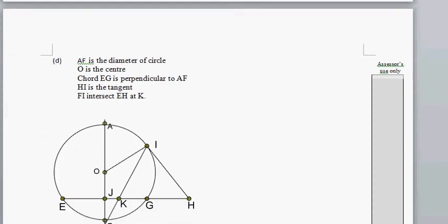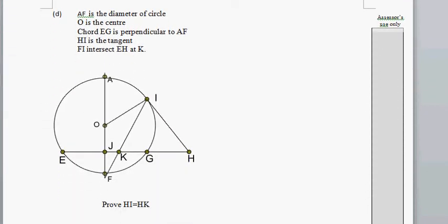And the last question. Right, there's lots of information up here we need to read and put on our diagram. AF is the diameter, yes, I can see that. O is the centre. Chord EG is perpendicular to AF. So there's some right angles around here if it's perpendicular. Lots of right angles. HI is a tangent. Now a tangent meets a radius at 90 degrees, so I can tell that is true.